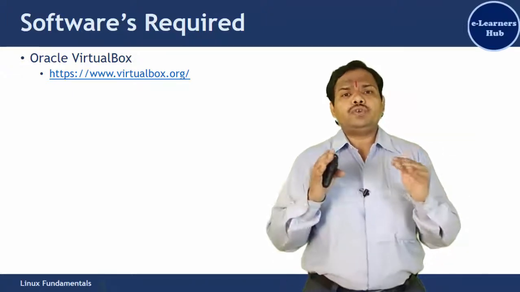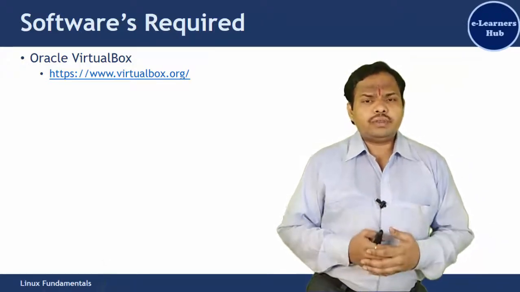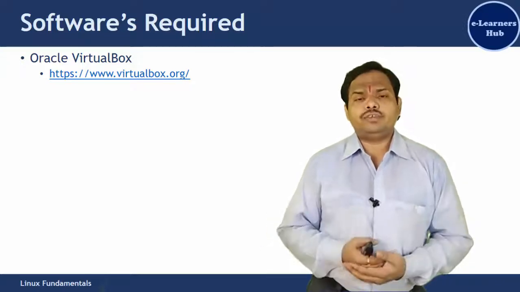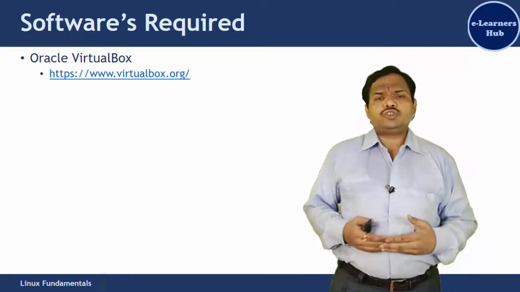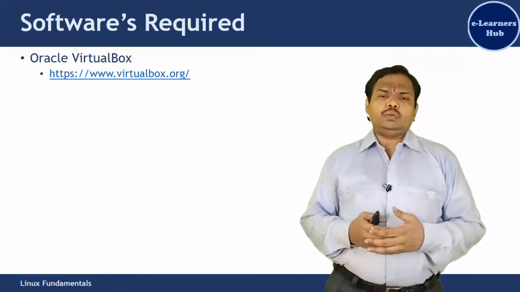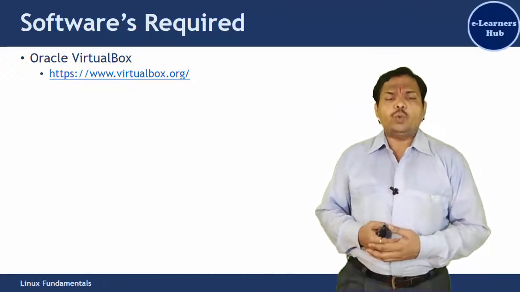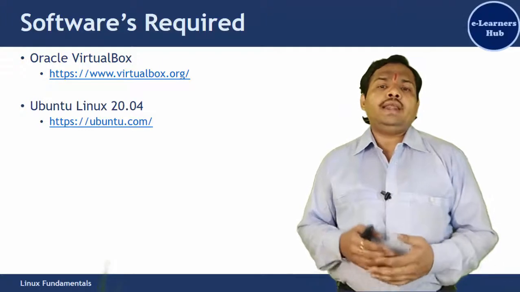You simply have to install Oracle VirtualBox on your existing operating system, and you can create a virtual machine of any operating system. That is, you can use any operating system on your machine. So the first software that we need is Oracle VirtualBox. You can get this software from www.virtualbox.org. The second is of course the Linux operating system.